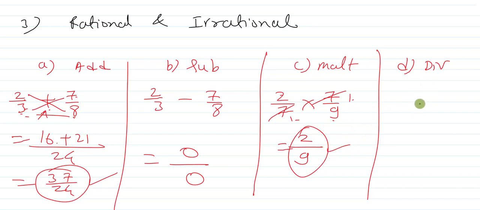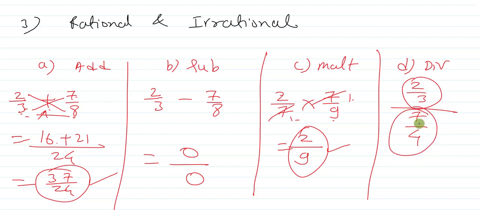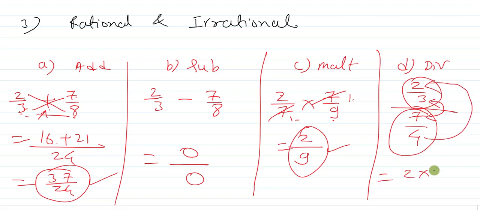The same will happen for the division of rational numbers. 2 by 3 upon 7 by 4. Got this? So how to solve such type of question? When you have a fraction in the numerator and again in the denominator you have a fraction, what you have to do? Just multiply the denominator with the numerator, and this denominator will go to the numerator. So the answer will be 2 into 4 upon 3 into 7.